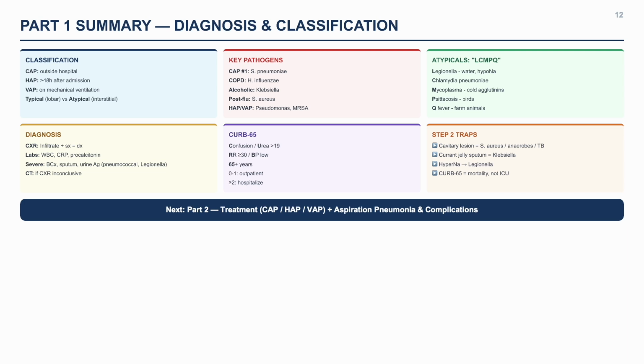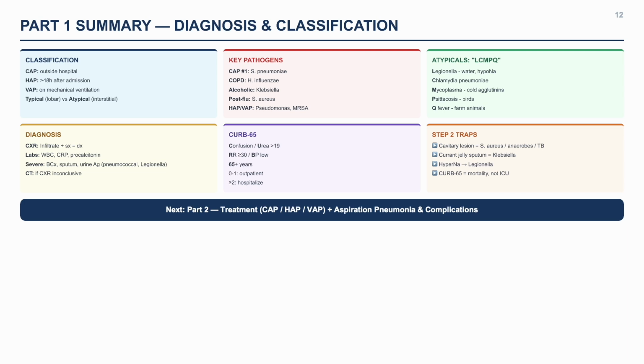For diagnosis, a chest X-ray showing a new infiltrate plus classic symptoms confirms pneumonia. In severe CAP, always send blood cultures, sputum, and urinary antigens for strep pneumo and Legionella. For disposition, use CURB-65, 0 to 1 outpatient, 2 or more hospitalized.